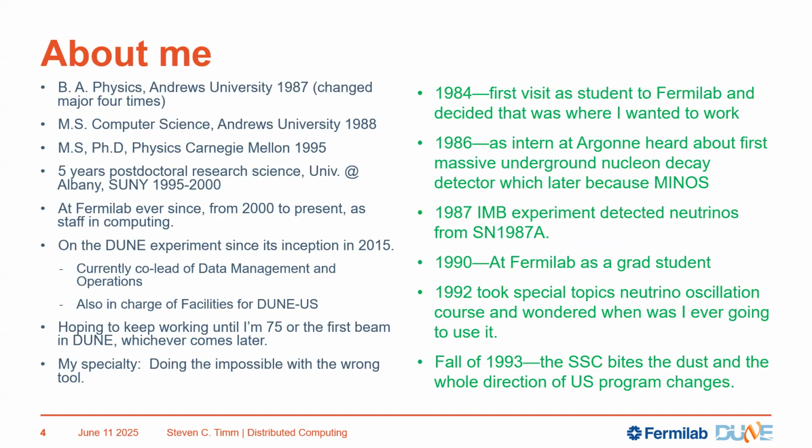About me, a little bit. I started out in physics, at a small private college called Andrews University in Michigan. I changed my major 4 times. I started with physics and went back to physics by the time I was done. I also got a master's in computer science from Andrews University. And then went to physics grad school at Carnegie Mellon University in 1995.